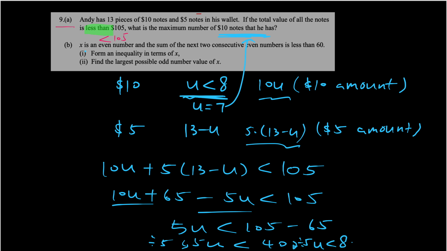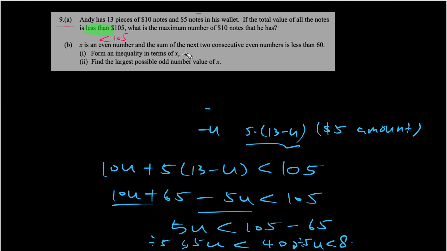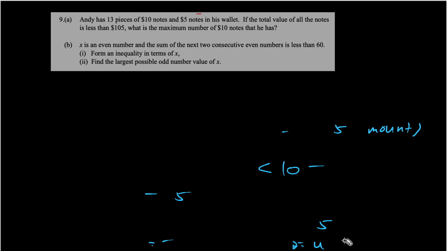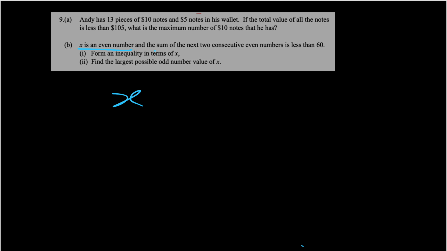Now, x is an even number. We need to do part B separately because they are not related. Can you see they are not related? So x is an even number. The sum of two consecutive even numbers is less than 60. Okay, good, very easy. So x is x, and the sum of the next two consecutive even numbers.